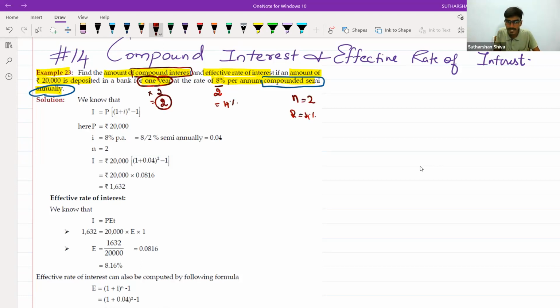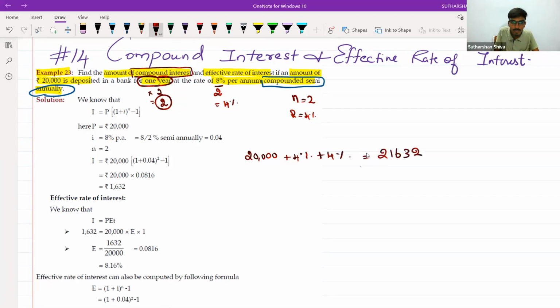So do what I say in a calculator: take 20,000 plus 4% plus 4%. 20,000 plus 4% plus 4%. What do you finally get? The value is 21632.